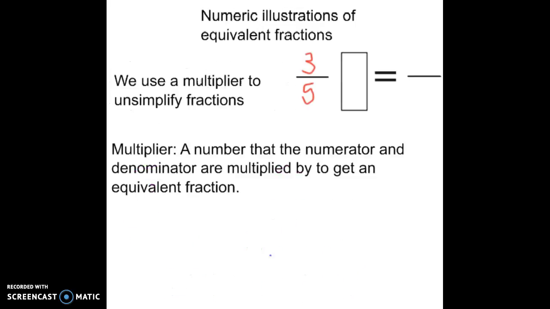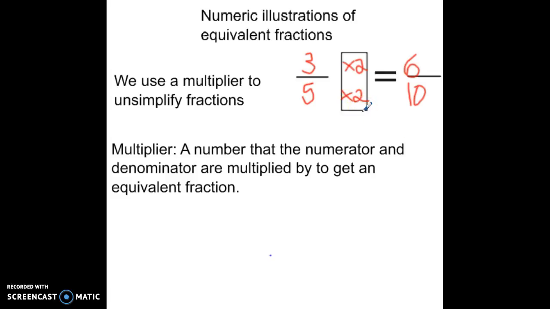Okay. Now we've learned that a multiplier is a number that the numerator and denominator are multiplied by to get an equivalent fraction. What this means is this: if I have any fraction, let's say I have 3/5, and I multiply the top and the bottom by the same thing, I will get an equivalent fraction. So 3 times 2 on the top, 3 times 2 is 6, 5 times 2 is 10. And I know then that 3/5 and 6/10 are equivalent fractions. The multiplier in this case is simply 2. So the multiplier is 2.